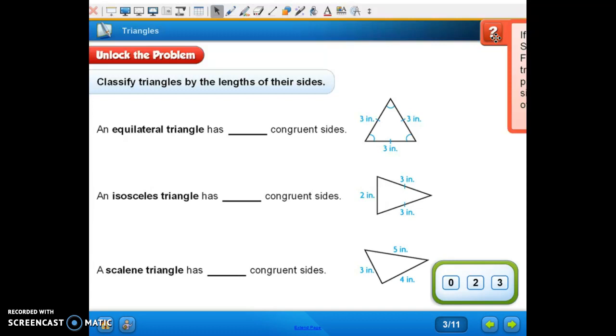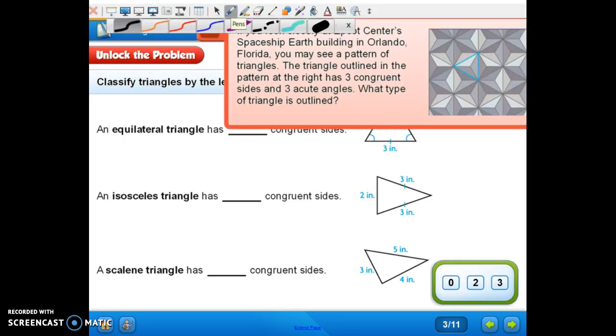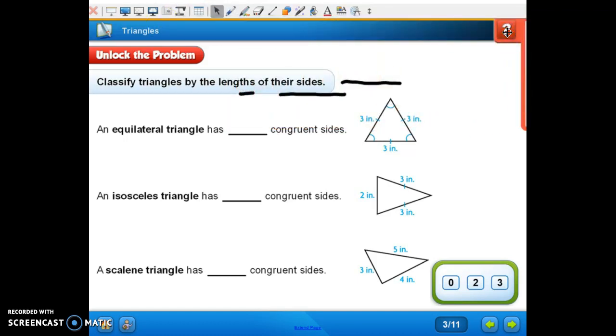So the 3 types are equilateral, isosceles, or scalene. Now what did it say? Three congruent sides and 3 acute angles. So what do you think it is? Scalene? No. Look at a scalene. An equilateral? Well, let's go through this.